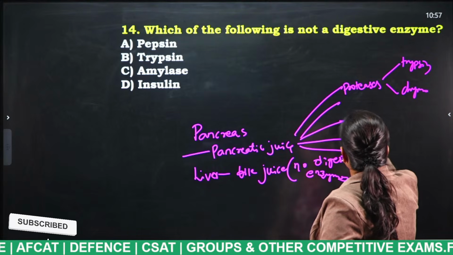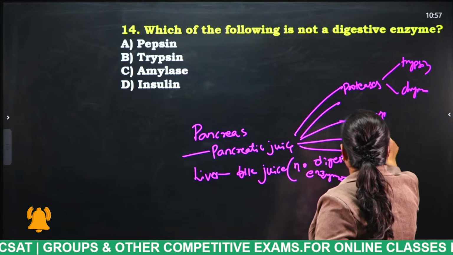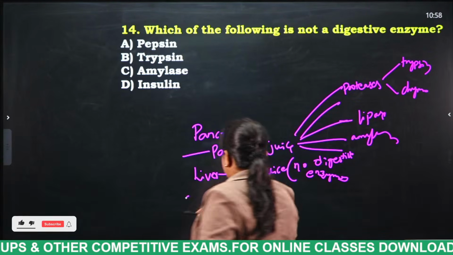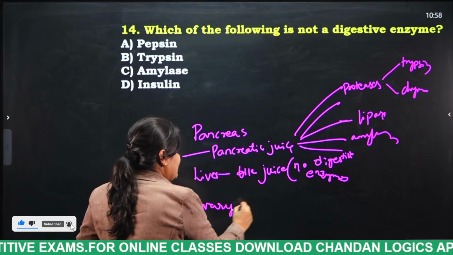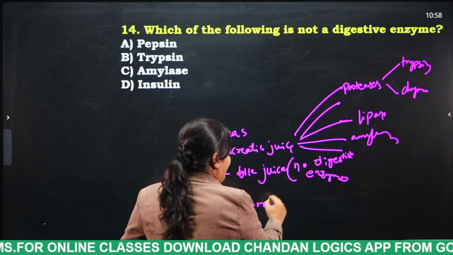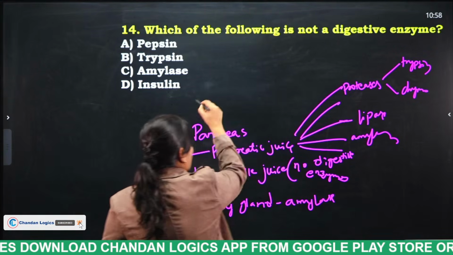And again it is having lipase and amylase. And the salivary gland. What does this salivary gland release, students? It also releases amylase. The salivary gland releases amylase. Now tell me, among these which is not the... and stomach.